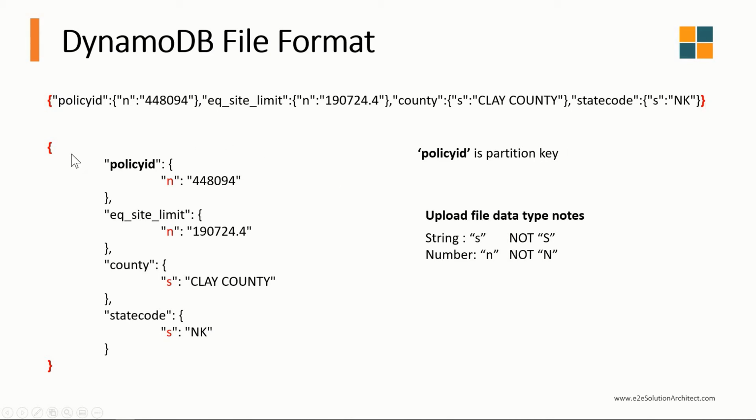I have structured it this way: policy ID is the partition key, and as I told you, this column name must be identical with the partition key you have created, along with the data type. You see this small n means the number data type, but it should not be a capital N. If you put a capital N, it will give an error. In the upload file, for a string use small s, for a number use small n. Do not use capital S or capital N here.